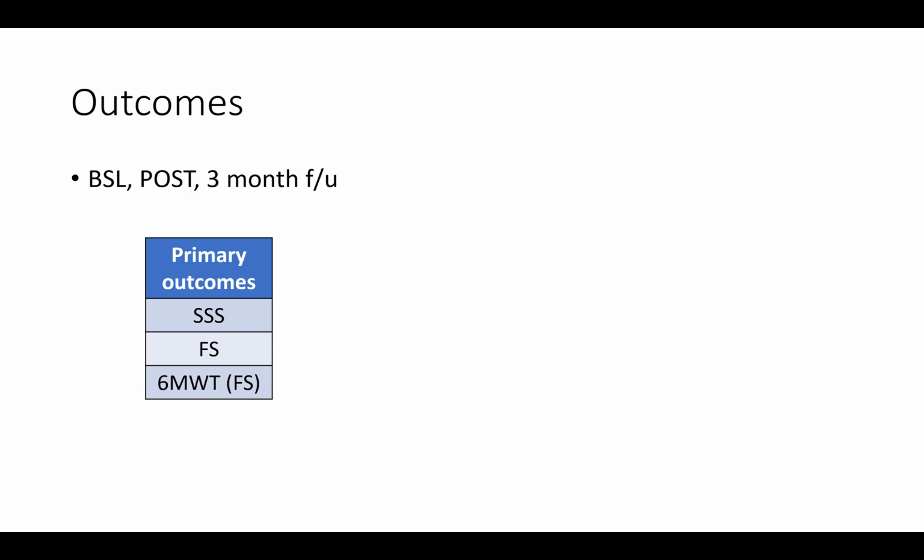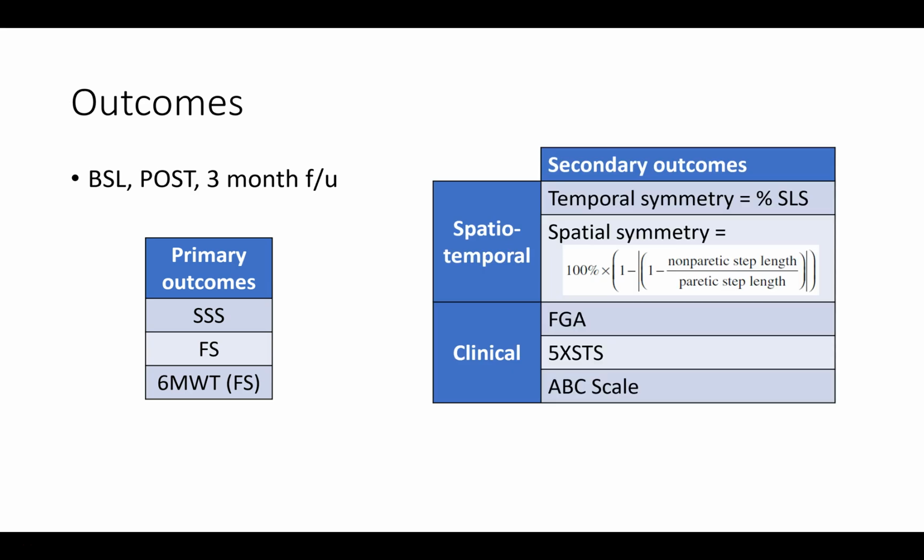So outcomes were assessed before, after, and at a 3-month follow-up, with primary outcomes of self-selected and fast walking speed, and the 6-minute walk test with the directions to cover as much ground as possible. Secondary outcomes included spatiotemporal outcomes, so looking at recovery of normal walking patterns, as well as several clinical outcome measures. Because we were specifically comparing high and low intensity, we also wanted to track the incidence of adverse events.